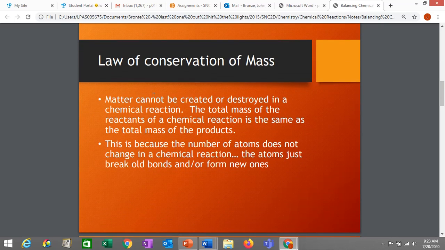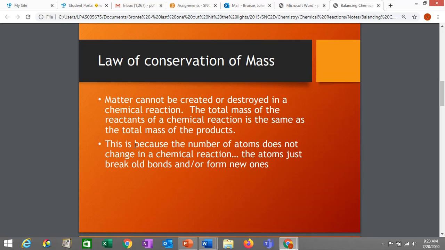Okay, so the law of conservation of mass says that matter cannot be created or destroyed in a chemical reaction. So in other words, you can think of it even as mass, but also as matter. So if you have 10 grams of a substance of reactants before you begin the reaction, you're going to have 10 grams after you finish the reaction. And if you have, say, 20 hydrogen atoms before the reaction, you're going to have 20 hydrogen atoms after the reaction. So you're not creating or destroying atoms or matter. Whatever you have at the beginning, you have at the end, just in a different form.